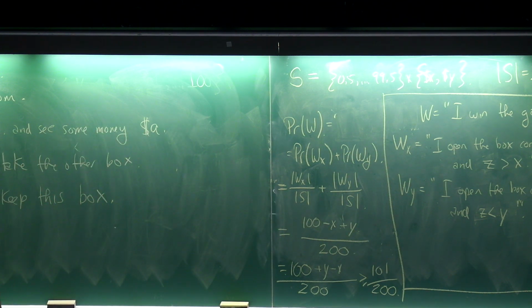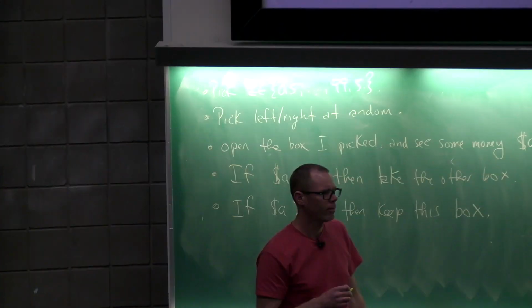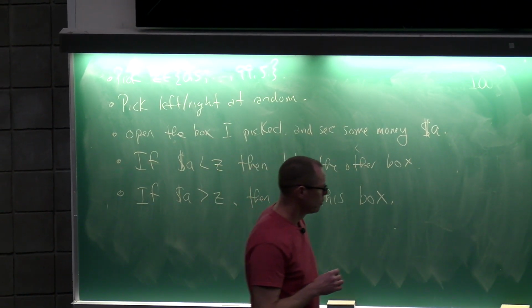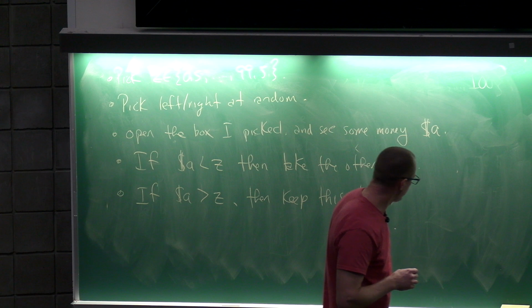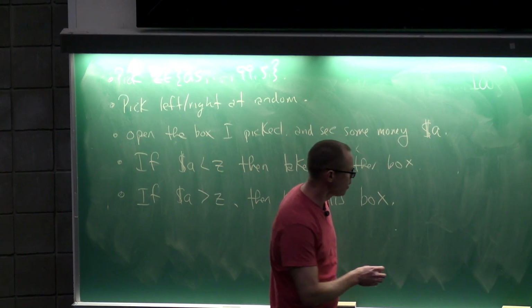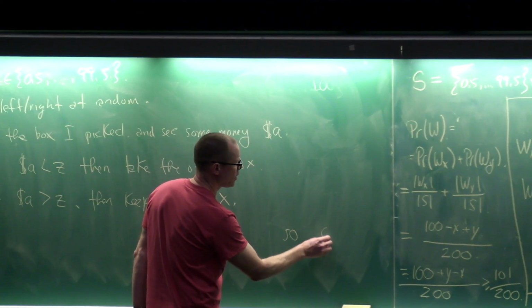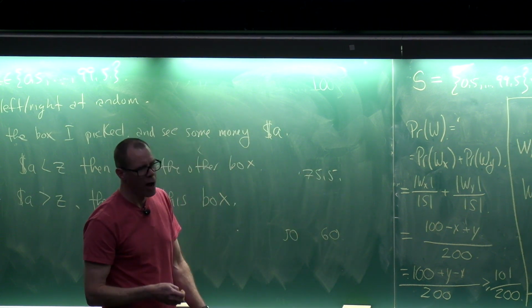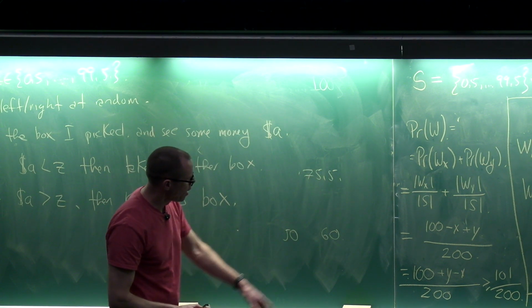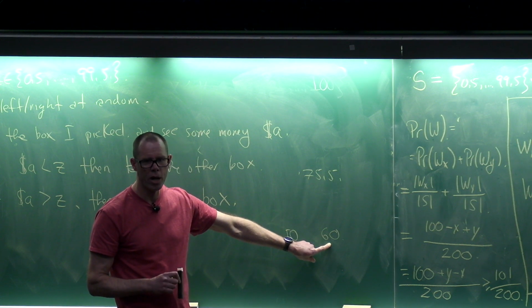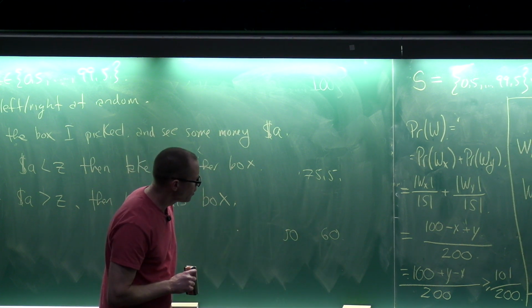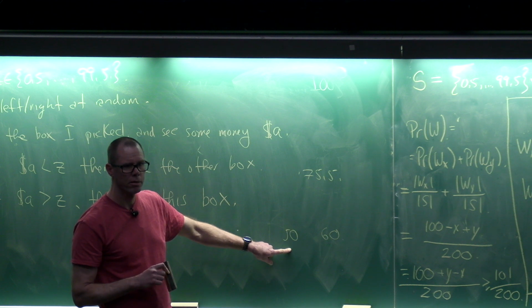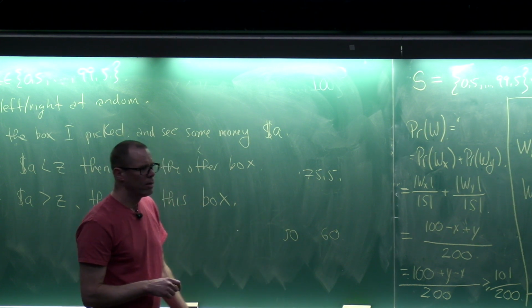Yep. How do you guarantee that the z you pick is between x and y? You don't. No, I mean, a lot of times you come up with examples like, I said, there's $50 in one box, 60 in the other, and you pick some number like 75.5. That's not good if you open this box because then you'll change. On the other hand, that is good if you open this box.